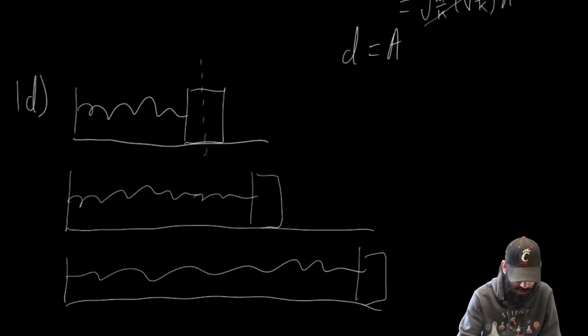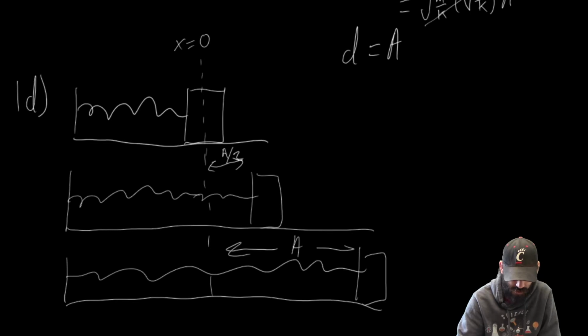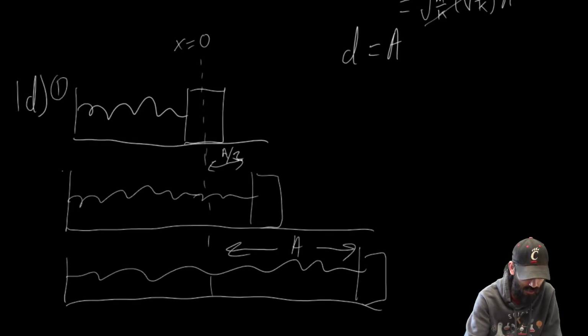Now, this isn't drawn to the same scale that I had before, and you're going to have to use your imagination, because even this isn't the same scale that I want. But this is going to be x is equal to 0. This is some distance a divided by 2, and this is some distance of a. So really, I have 1, 2, 3.